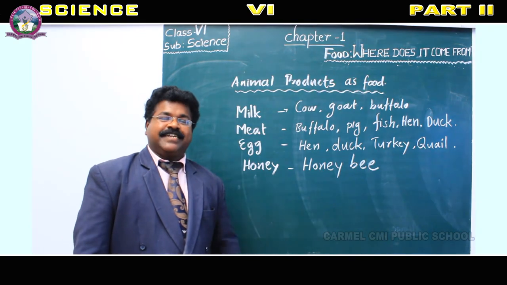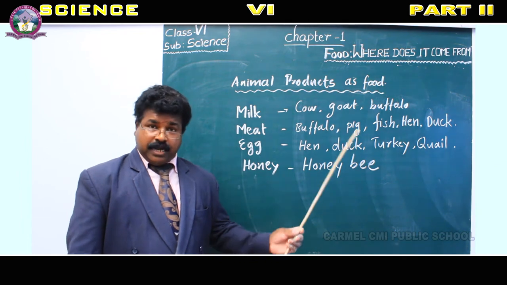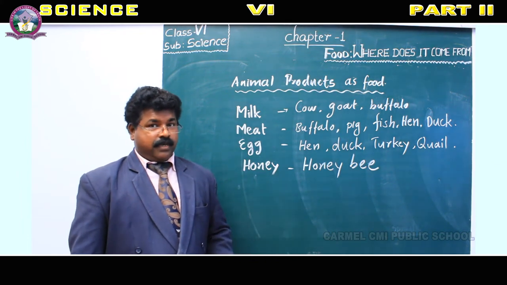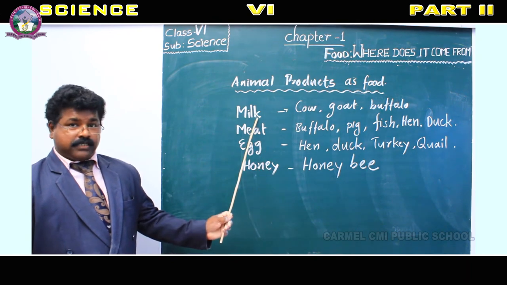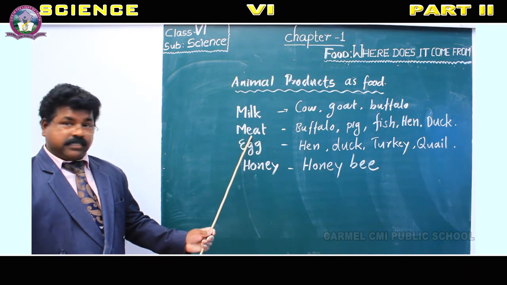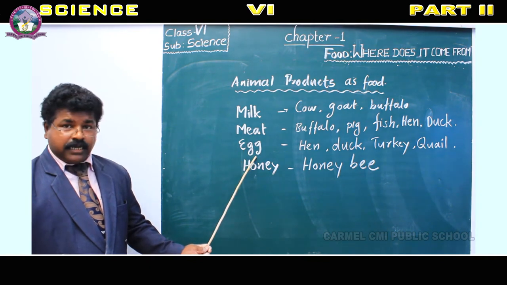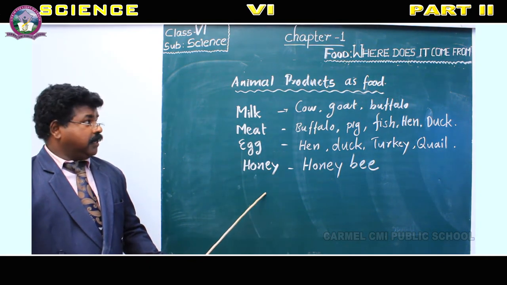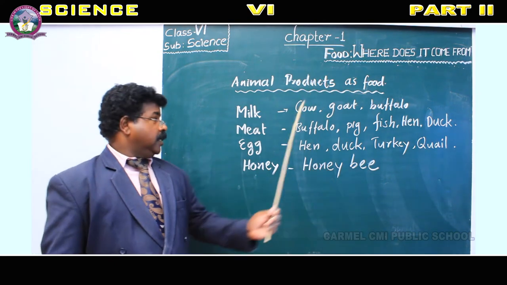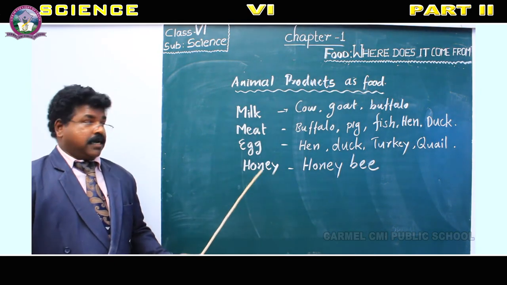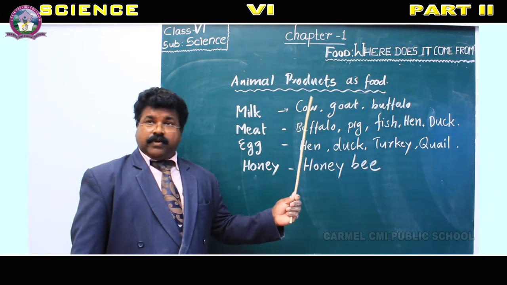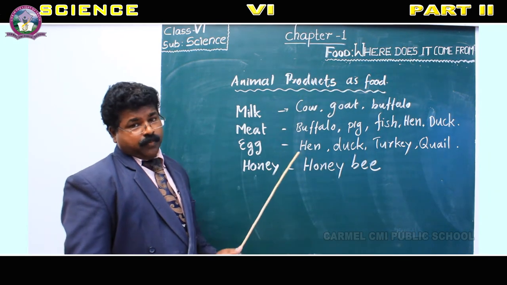Okay, now let us see the continuation of animal products as food. Here some examples of animal food are given. One is milk, next is meat, then egg and honey. What are the animal products as food? Milk, meat, egg and honey. And we will see what the sources of these animal products are.